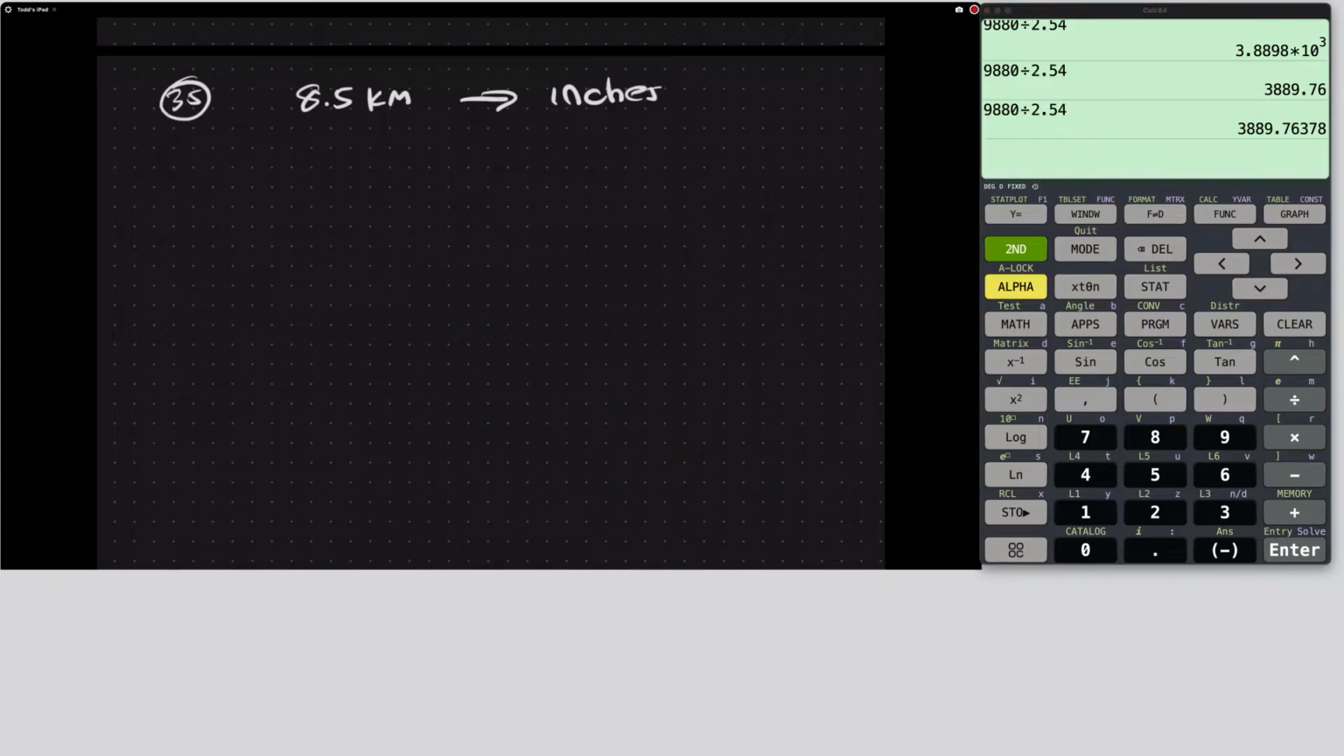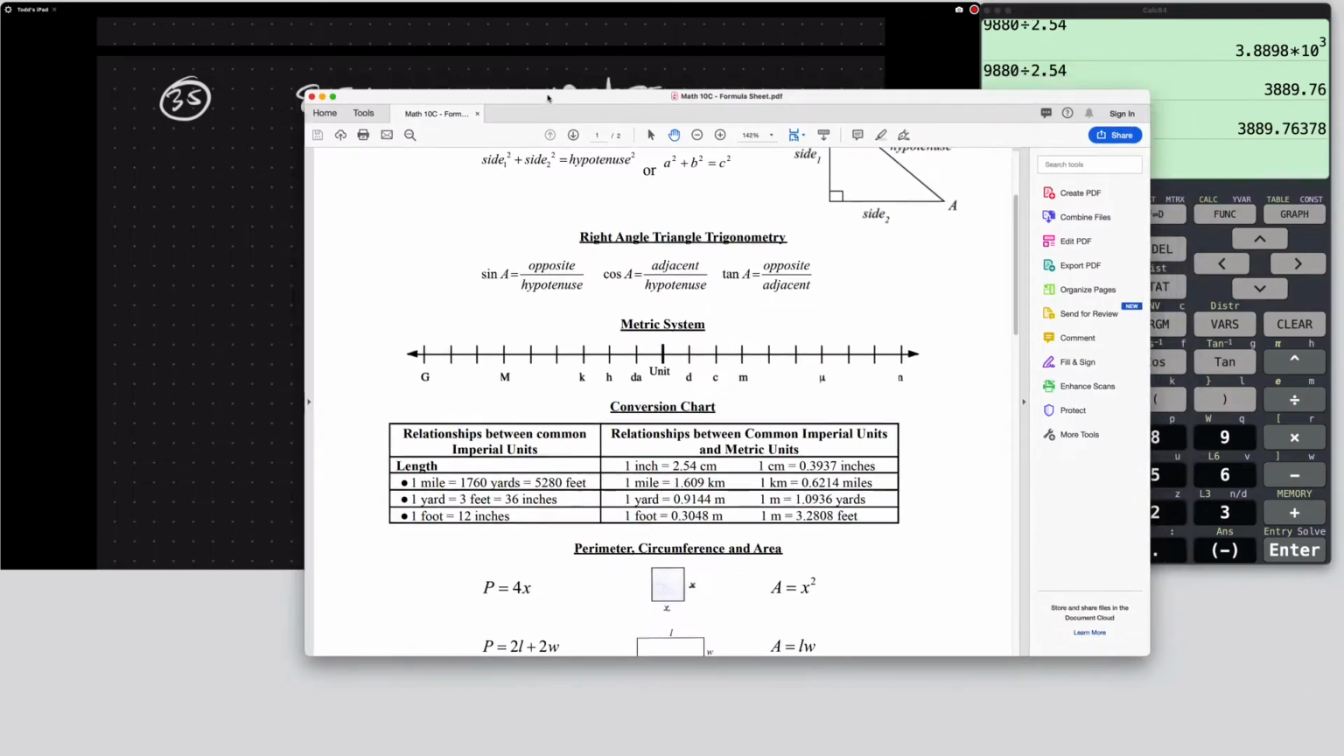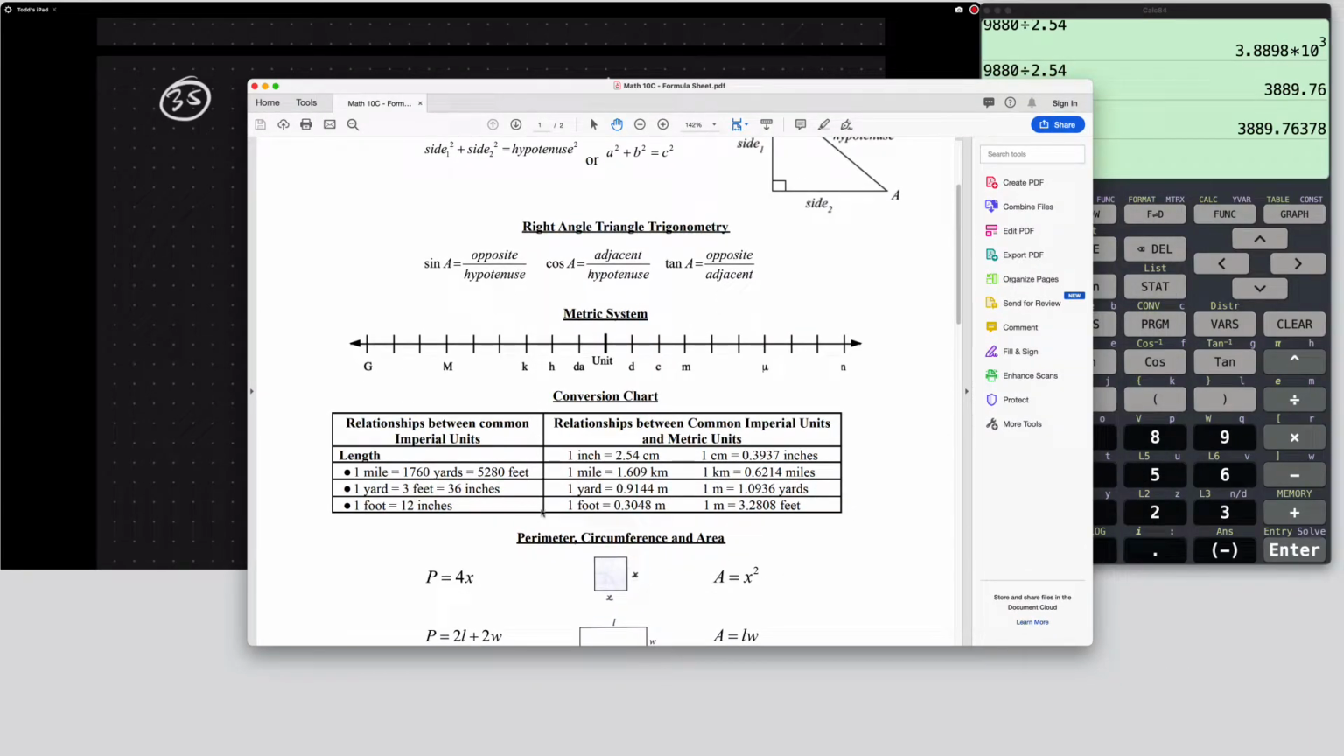Okay, question number 35. We're going to be converting between metric and imperial again. So we're going from 8.5 kilometers to inches. We want to take a look at this chart and see, can I get from kilometers to inches? There's kilometers, but it's only going to miles right there. So we're going to have to do a couple steps.